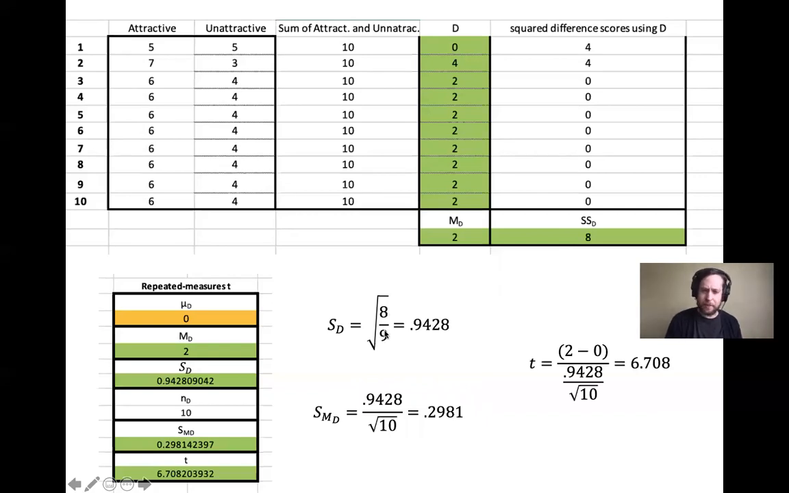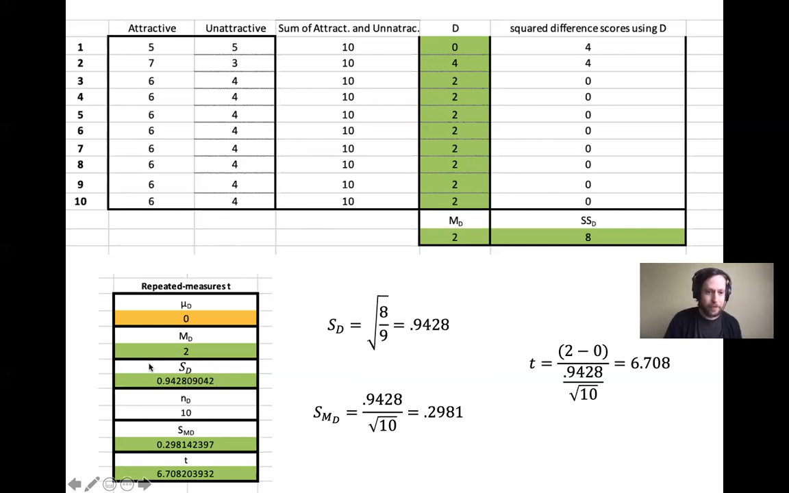Someone, how do we get this number 9? Someone tell me, what is this? Where does this number 9 come from? 10 minus 1. 10 minus 1, good. And then you take 8 divided by 9, you get some number. Then when you take the square root of that number, the answer you get is 0.9428. And so I wrote that right here. The sample standard deviation of the difference scores is 0.9428.